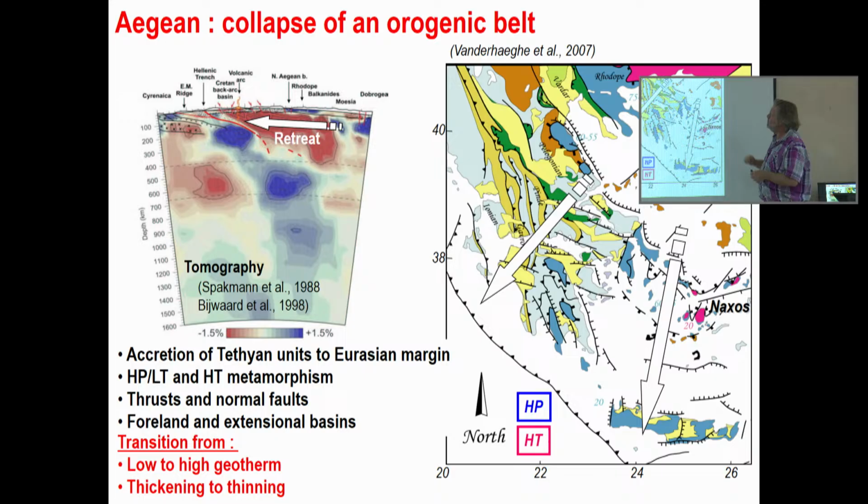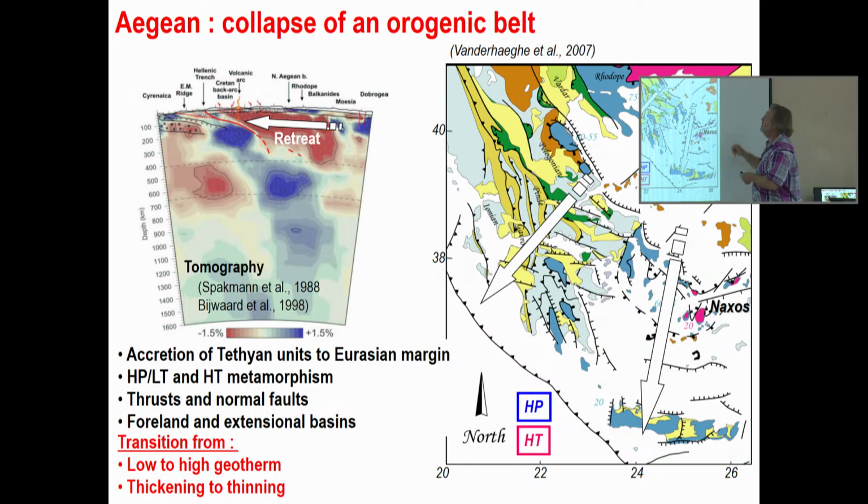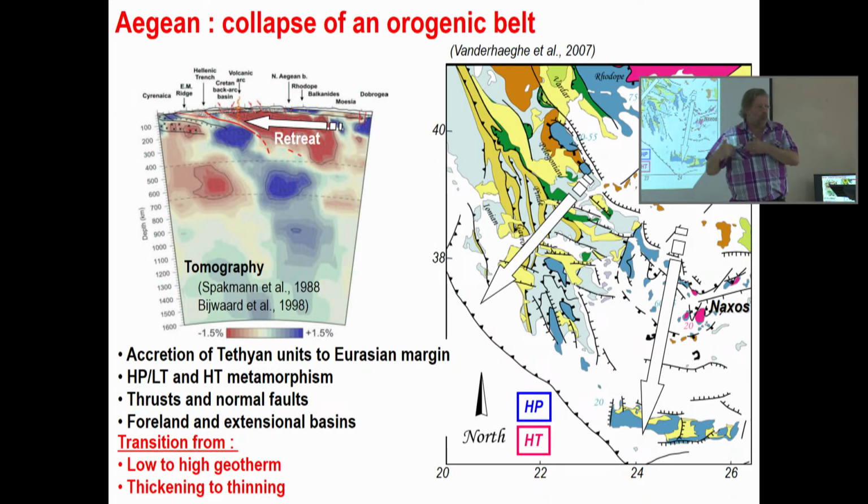In brown, these represent some of the basement of these continental ribbons, and they are Variscan. So they are inherited from the orogeny before.